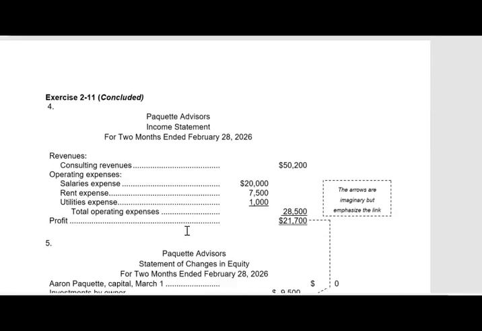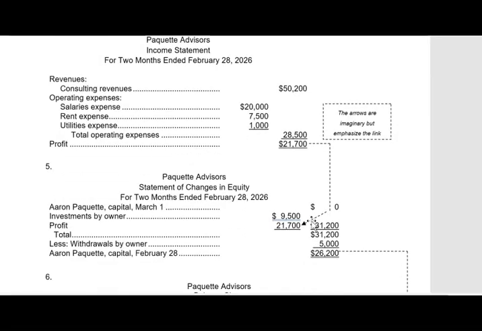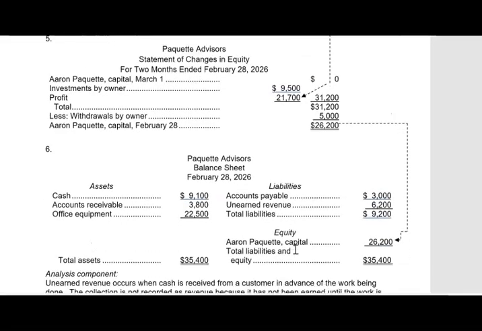So we're going to bring these down, and we have our revenue, list our operating expenses to give us our total operating expenses to give us our profit of 21,700, and that was our check figure. We're carrying that down to include with our profit. So we have our owner's investment of the 9,500, which was our opening balance. And then we have our profit. We're going to bring over our withdrawals to give us an ending capital amount of 26,200. Then we're going to create our balance sheet.